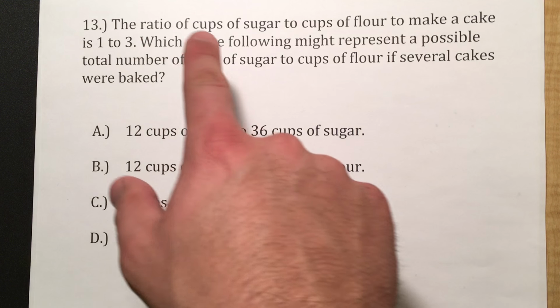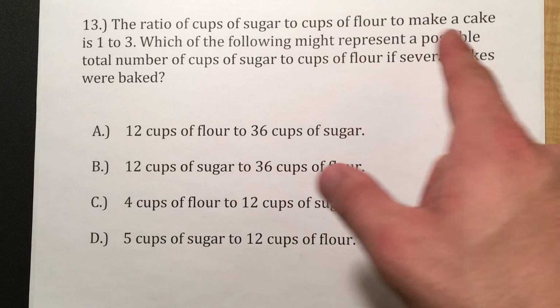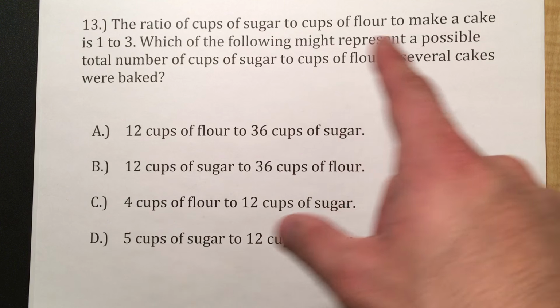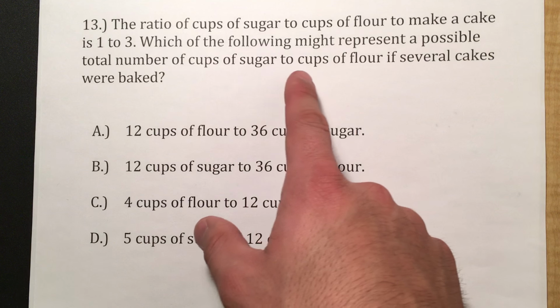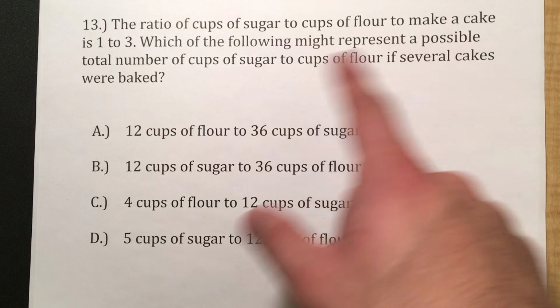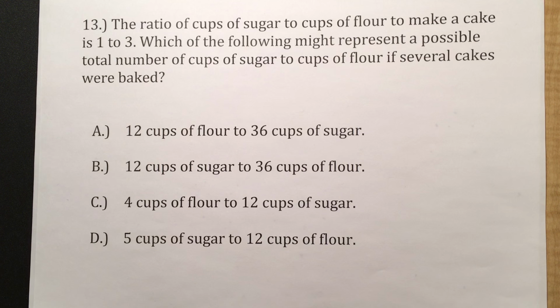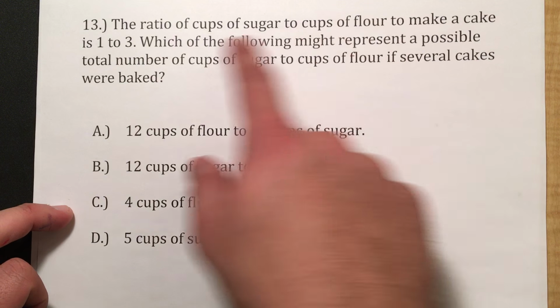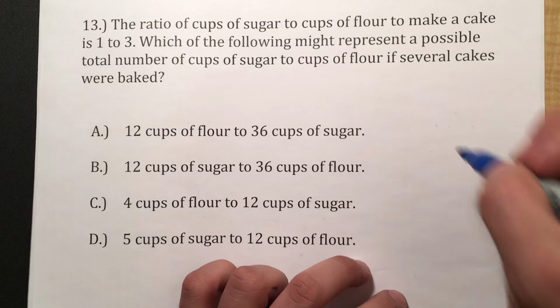Okay, here it says the ratio of cups of sugar to cups of flour to make a cake is 1:3. Which of the following might represent a possible total number of cups of sugar to cups of flour if several cakes were baked? So this is important here. It's telling us the ratio of cups of sugar to cups of flour to make a cake is 1:3. Now what does that mean?